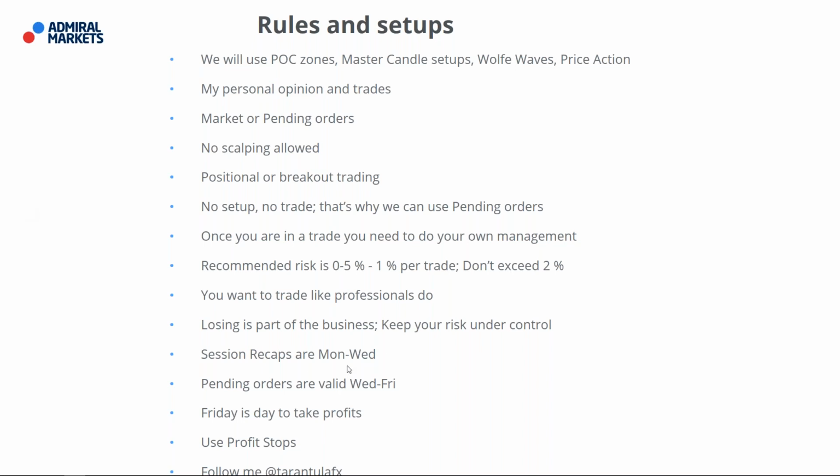Session recaps are from Monday to Wednesday. So setups from session recaps are valid for Monday, Tuesday, and early Wednesday. And today we are doing orders. We might do a market order, we might do a pending order, and those are valid from Wednesday to Friday. Friday is the day to take profits.